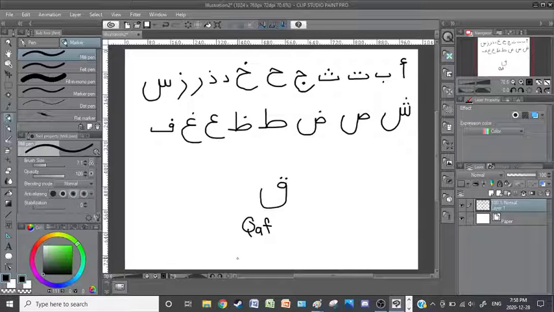The letter is called Qaf. I am sorry, Qaf. And I do not think there is a word or a phrase that I can recall that would help with the pronunciation of the letter. So hopefully with practice you will be able to pronounce it easily. Qaf.